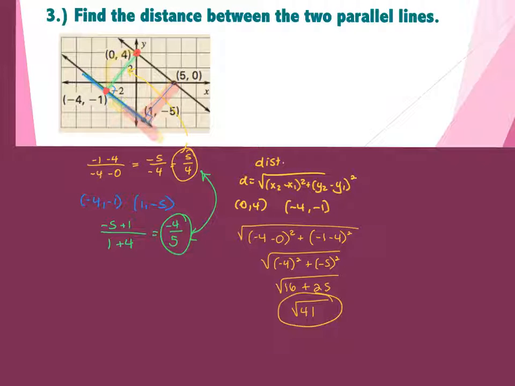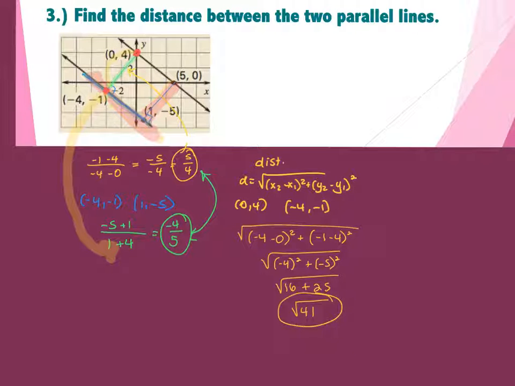Negative 4 over 5 is the first one? That was the slope of the bottom line, this one. That's this one. The 4, -1, and 1, -5.